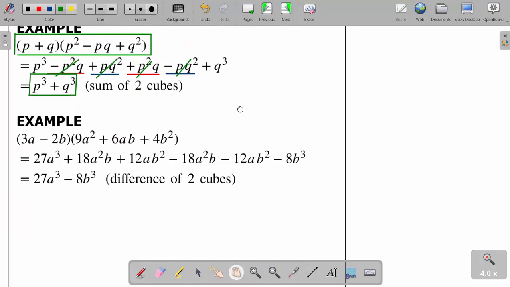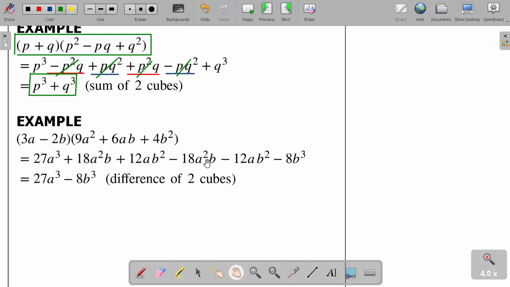Let us look at another example here. We have 3a minus 2b into 9a squared plus 6ab plus 4b squared. Now if you check here, we're going to say that 3a multiplied by 9a squared gives us 27a to the power 3. What about 3a multiplied by 6ab gives us 18a squared b. That's what you see here. What about 3a multiplied by 4b squared? It gives us 12ab squared.